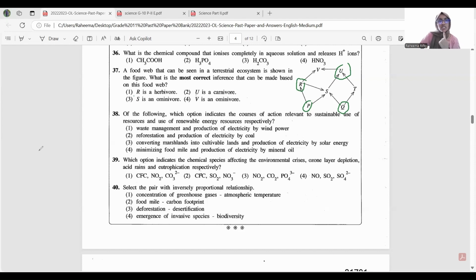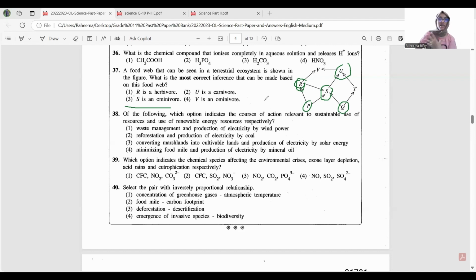Okay, the third one. S is an omnivore, right? S is here. We can see the producers, that means most of the time green plants, and S eats green plants. And it can be a carnivore also because it eats R, right? So in this food web, S is an omnivore, because it shows it eats producers, green plants, and another animal. So it's definitely an omnivore. We already got the answer.